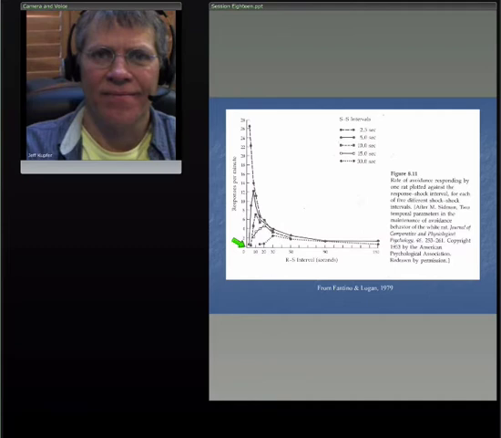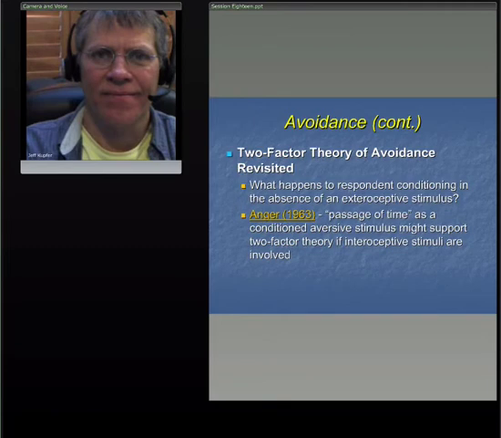So now we step back and think about this. What happens to two-factor theory, right? In other words, two-factor theory is a pretty easy explanation to use when you have a signal, that is, the signal becomes aversive because the signal is paired with electric shock, right? Light shock, light shock. That's pretty obvious in terms of the respondent conditioning paradigm part of it.